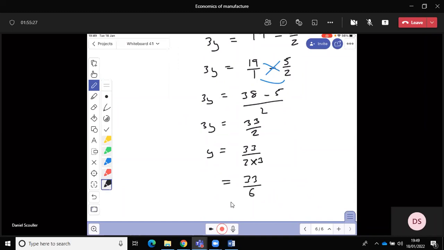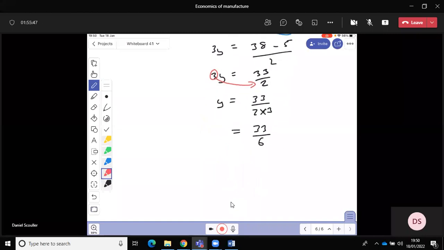Be comfortable with bringing a multiple over when you've got a fraction on the other side. That multiple becomes a divide, but if you've got a fraction on the other side, then the bottom, the denominator, just multiplies together. Simplify that down. What can you do to both of those terms? Divide both by 3, and you've got 11 over 2. That's as simple as that fraction can go.